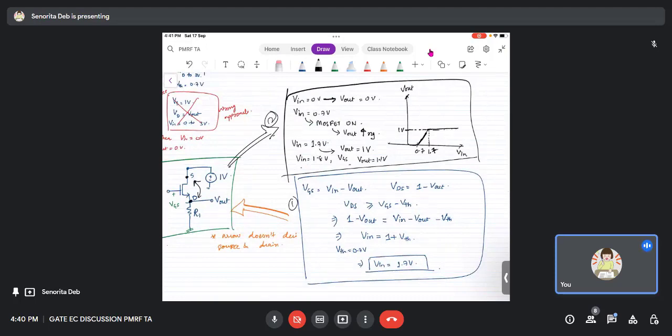We'll do another question. In that also it will get clear what is happening. So V in is basically varying from 0 to 3 volts. Okay. So till 3 volts, from 1.7 to 3, V out is 1 volt.